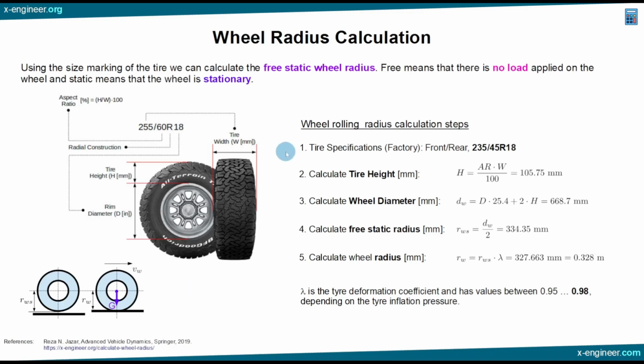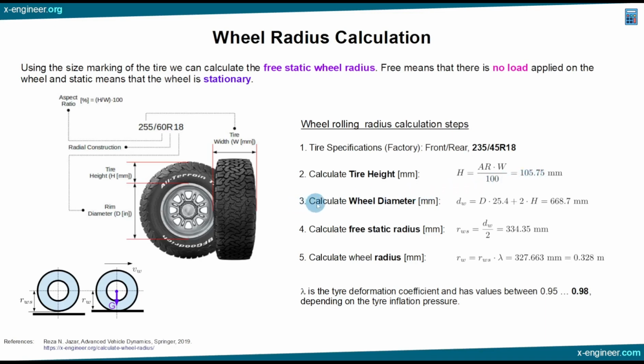First, you have to know the tire specification. For our example, the Tesla Model 3, the tire symbol is 235/45R18. Second step is to calculate the tire height. We can calculate the tire height using the aspect ratio equation, this one over here. From this equation, we can take h outside, and then we know that h is the aspect ratio times the width divided by 100. This will give the tire height of 105.75 millimeters.